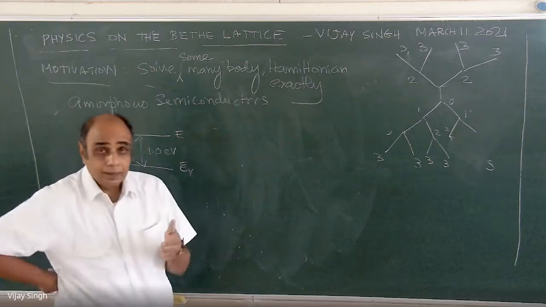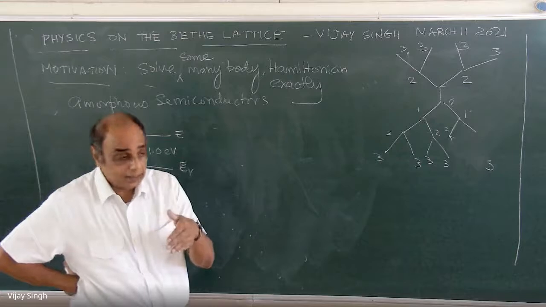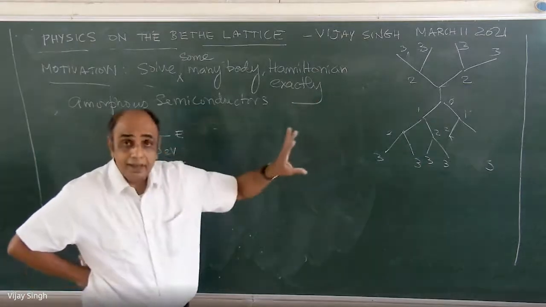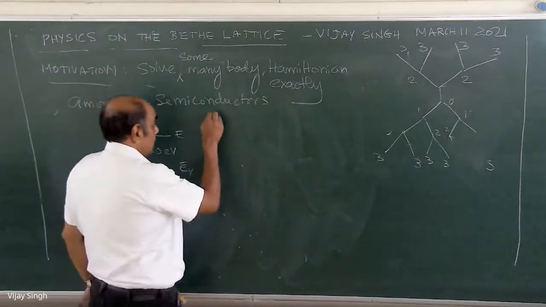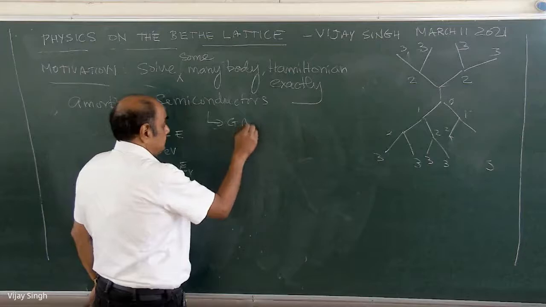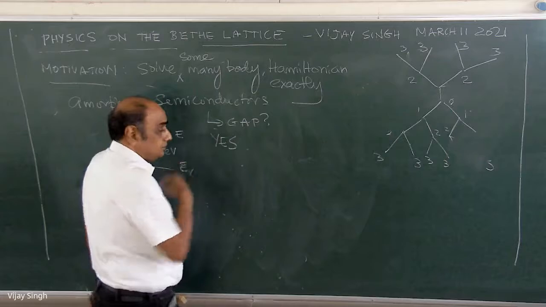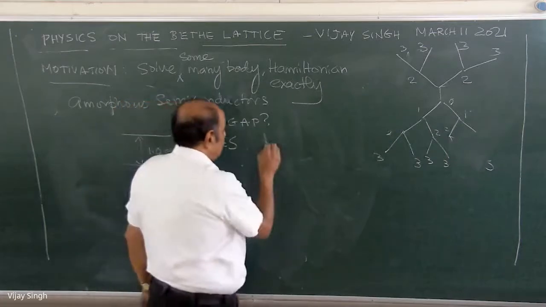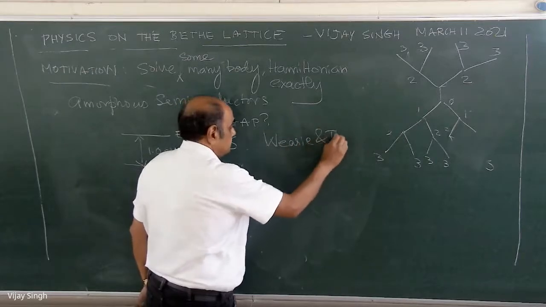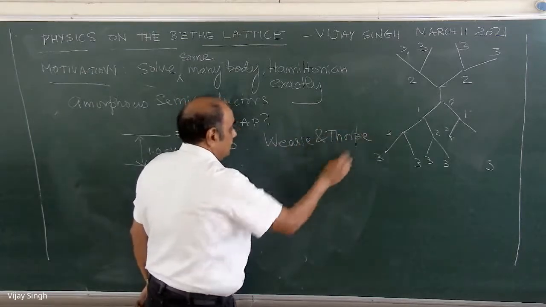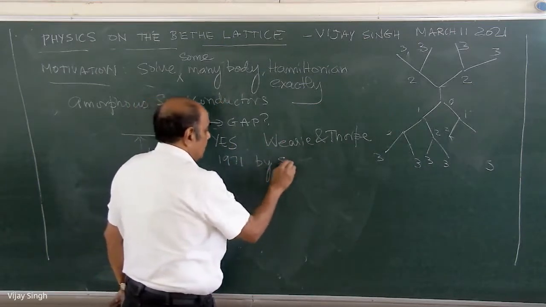There were two physicists who solved a multi-band problem, an amorphous semiconductor problem, on the Bethe lattice, and demonstrated that there is a gap. The question was, is there a gap? And the answer is yes. It was shown by two physicists, Dennis Weaire and Michael Thorpe, in 1971, by solving it on the Bethe lattice.